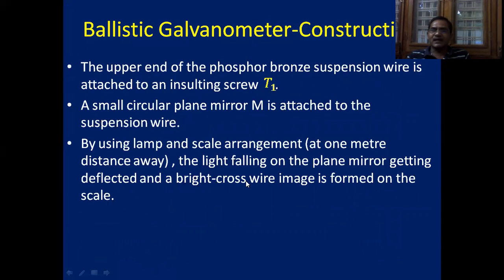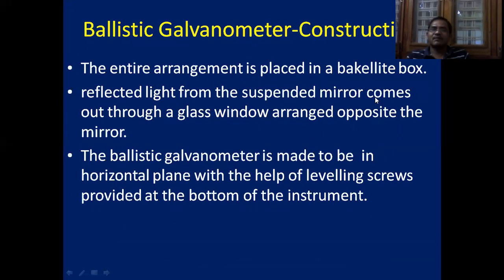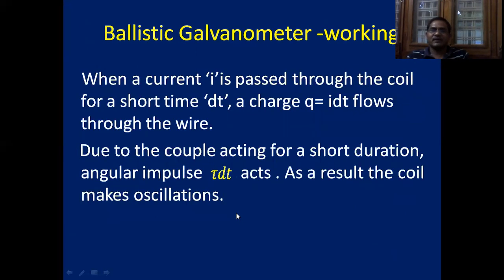By using the lamp and scale arrangement, situated at 1 meter distance from this arrangement, we measure the deflection. The light falling on the plane mirror gets deflected and a bright cross wire image is formed on the scale. This total setup is placed in a box, and the reflected light from the suspended mirror comes out through the glass window arranged opposite to the mirror. The ballistic galvanometer is made horizontal by using the leveling screws provided at the bottom of the instrument. This is about the construction of the ballistic galvanometer.